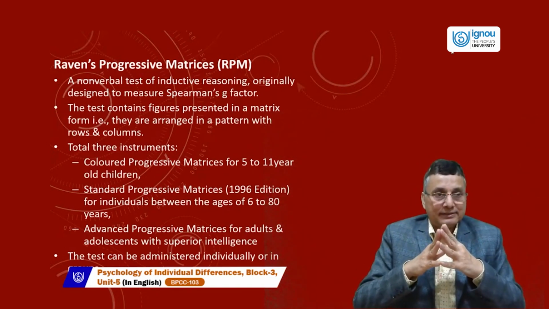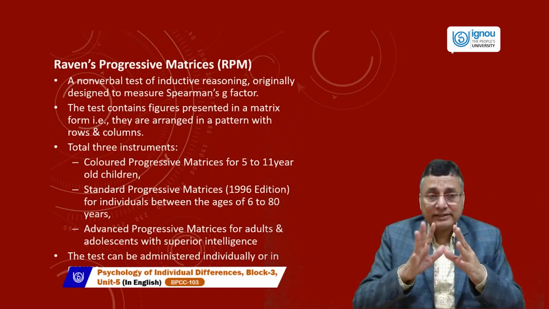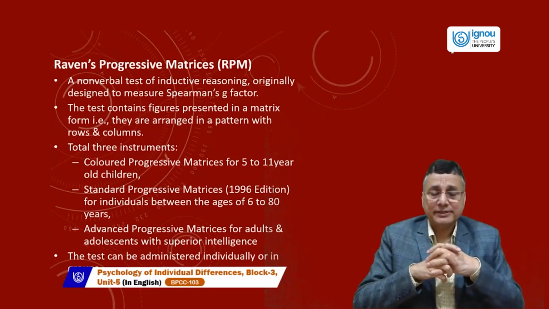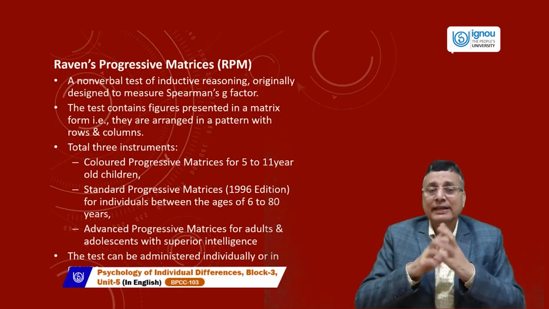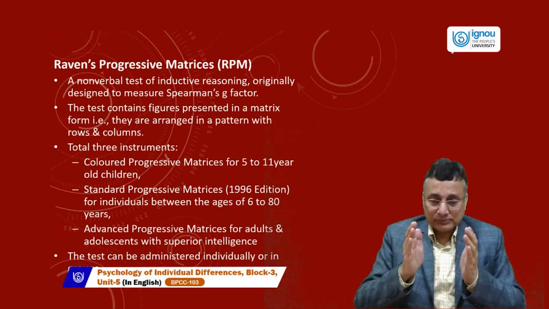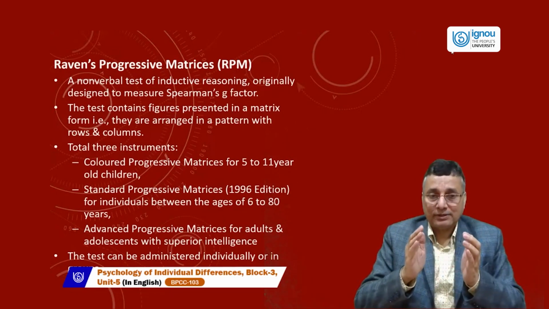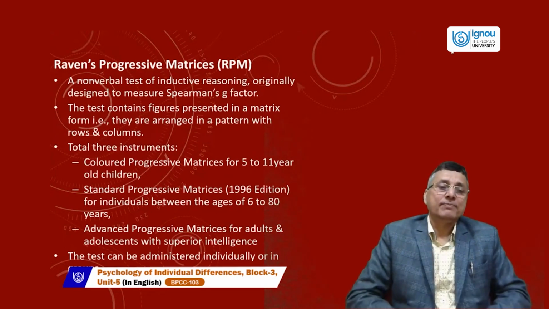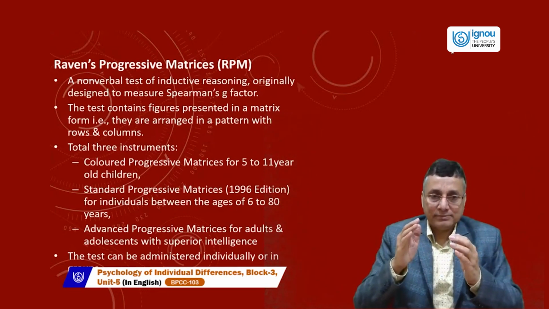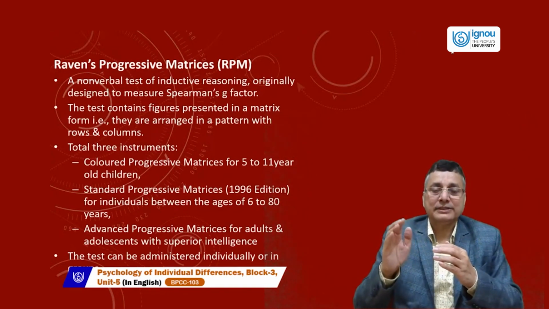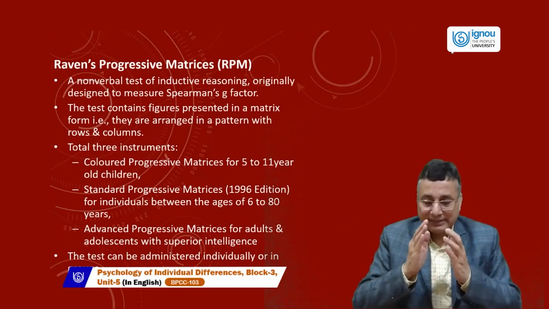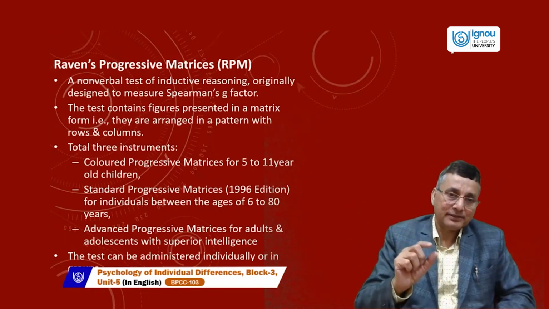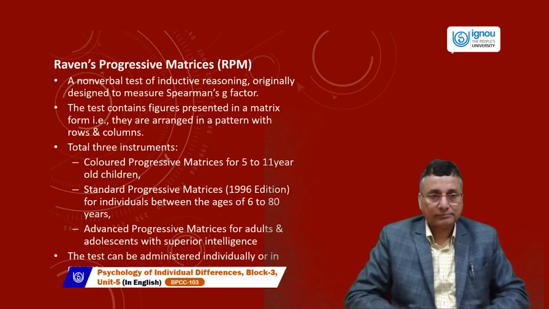There are three types of Raven's progressive matrices. One is called colored progressive matrices, for children 5 to 11 years old. There are 36 items, three sets of 12 items each. Set 1 is easier than set 2, and set 2 is a little easier than set 3. But the candidate has to do all these 36 designs and find out the correct missing part of each design.